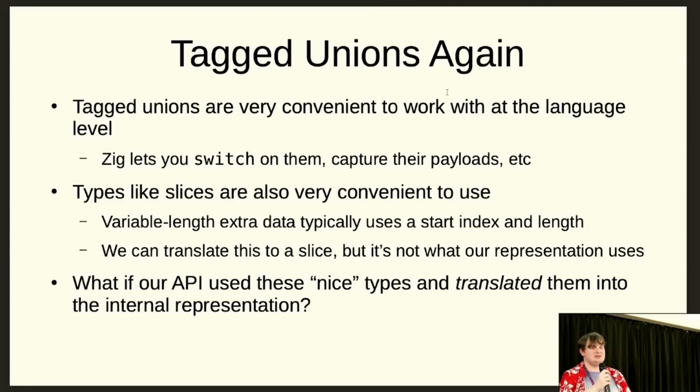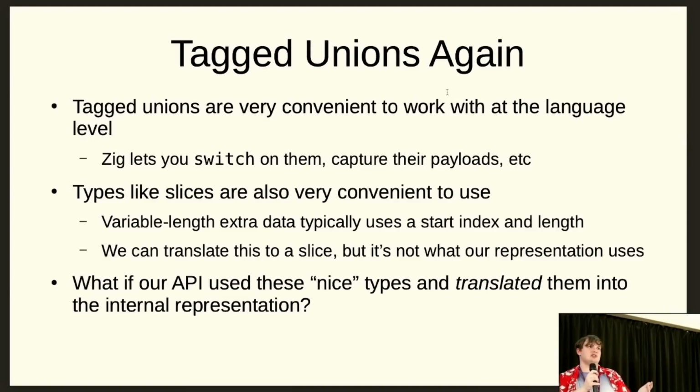So let's talk about tagged unions again for a second. We figured out that storing them is a bad idea. They're really big, typically. You have no control over the memory layout a lot of the time. Not helpful. But they are convenient to work with, right? So in Zig, for instance, Zig has tagged unions as a first-class type. You can switch on them and capture things from them. They have a bunch of nice syntax. They're really convenient to work with.